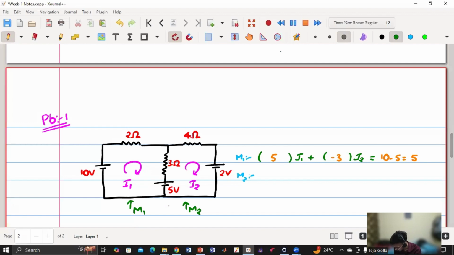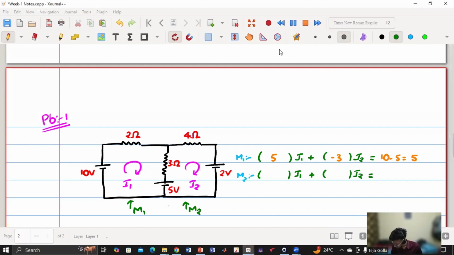Now let us do the same in the mesh M2, and let me know what is the coefficient of I1, what is the coefficient of I2, and what is the RHS value. So someone says minus 3 I1 plus 7 I2 equals 3, Akshaya, and Gokul says minus 3. Yes, it is right because I1 and I2 are sharing a resistance of 3 ohms, so it will be minus 3. And Gokul says 7.